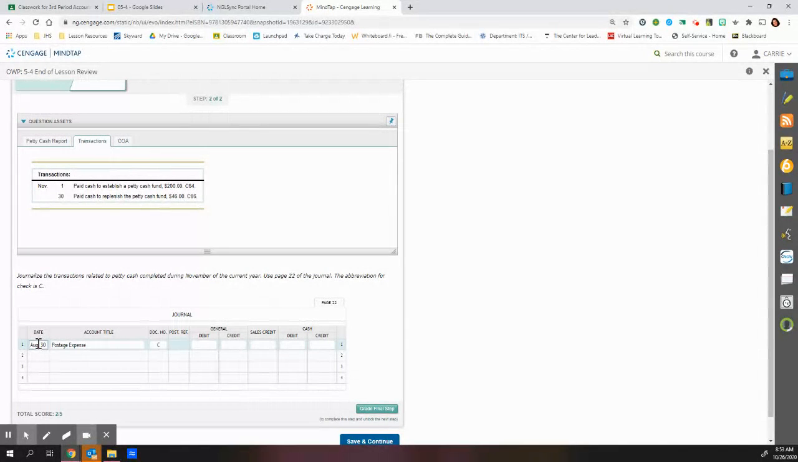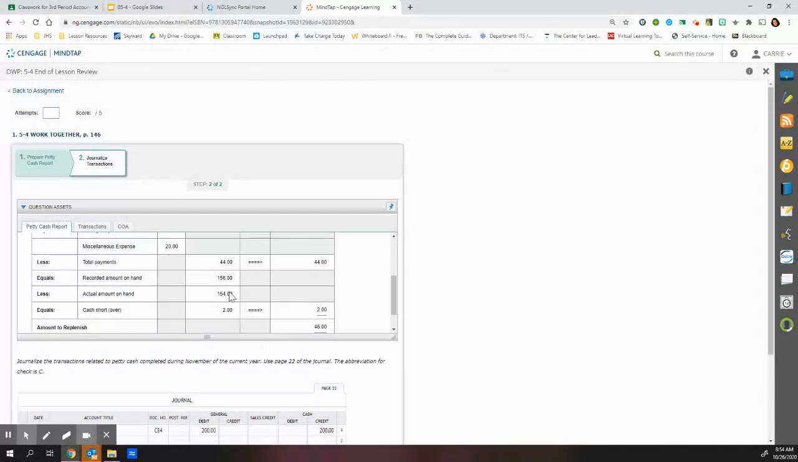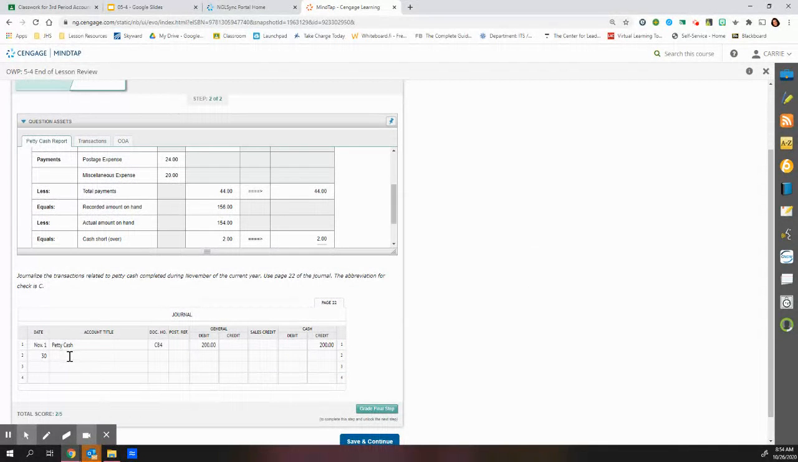Okay. So November 1st, we're establishing our petty cash fund, so that's going to be first. That's petty cash, and it's check number 84. That is a debit and then a credit to cash. That's the only time we book petty cash, remember? And on the 30th, we are replenishing the petty cash fund for $86. We need to go back to our petty cash report. So I was trying to do this without establishing the fund before.